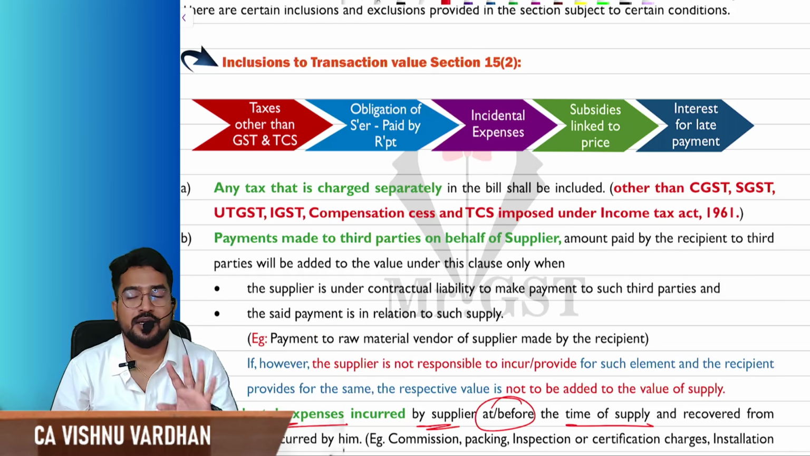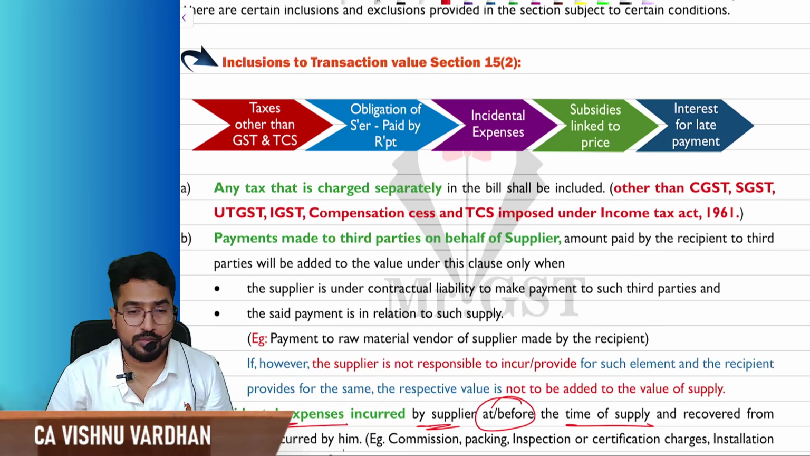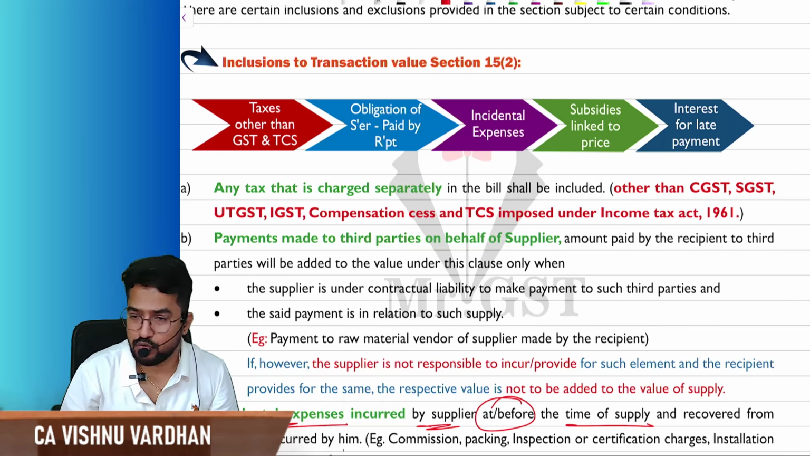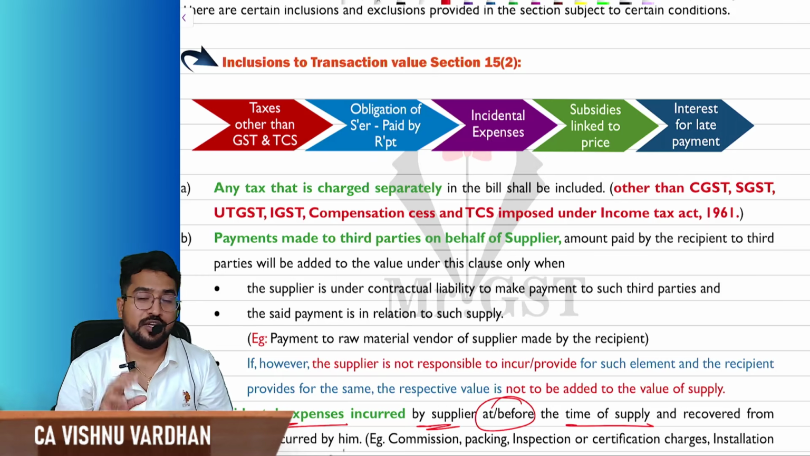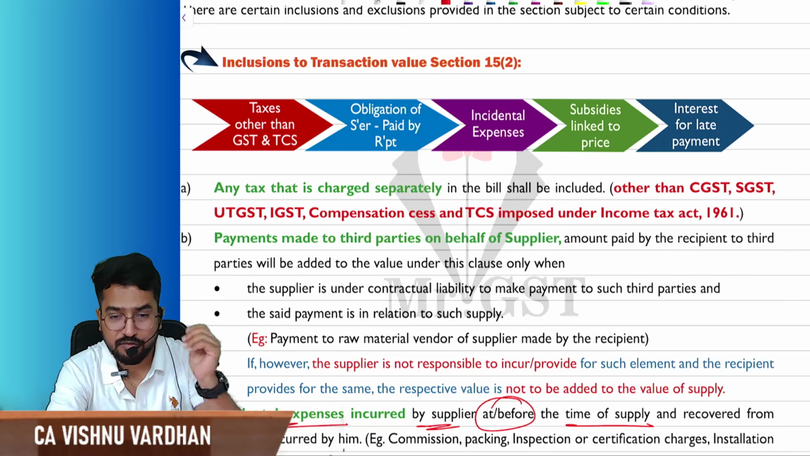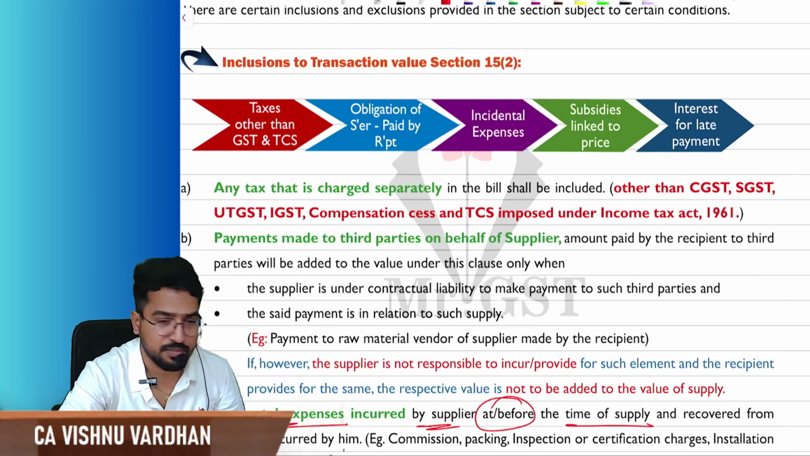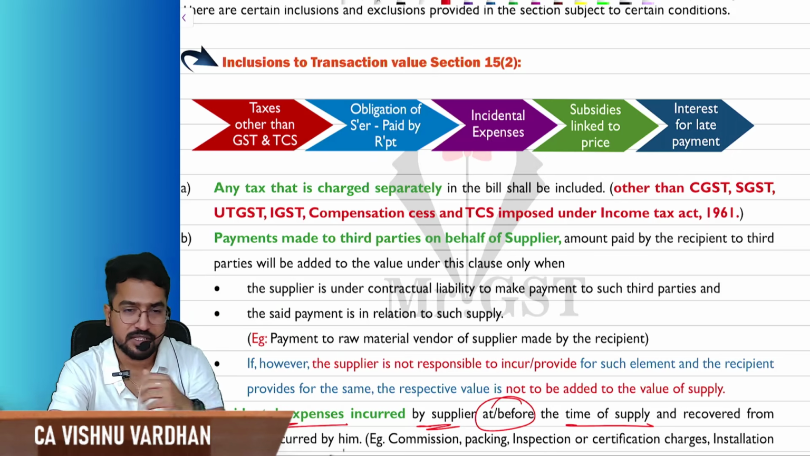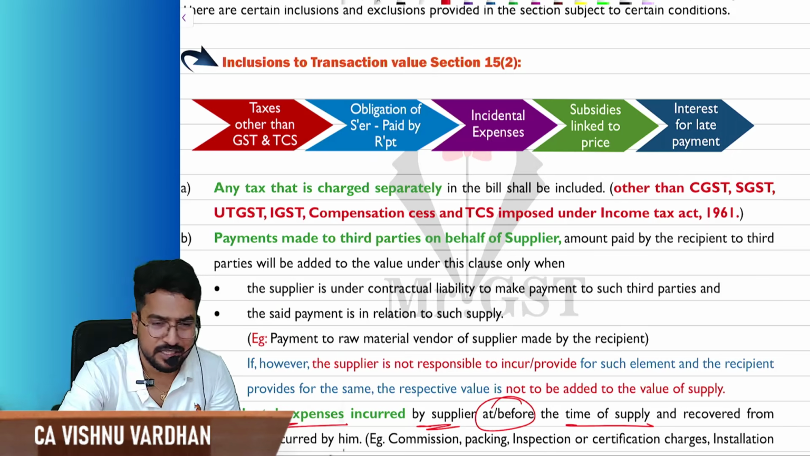Now, what is the fourth one? Subsidy linked to price, but received from any person other than central government and state government. Now, there can be some other subsidies to motivate you to come and set a factory here. We are giving land at a cheaper price, electricity at a cheaper or subsidized price, all these things. That will be having any implication here.